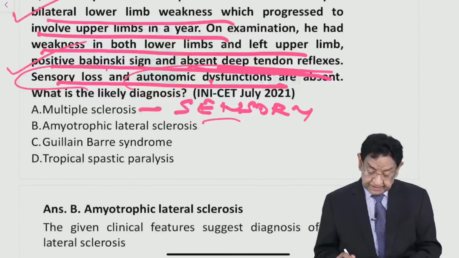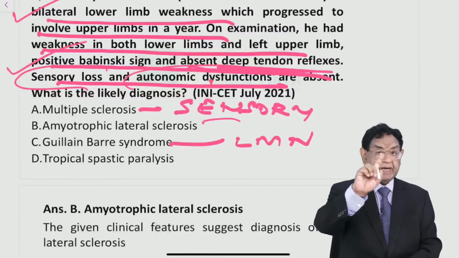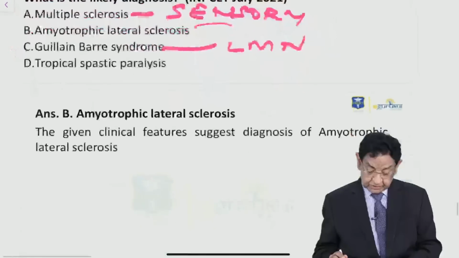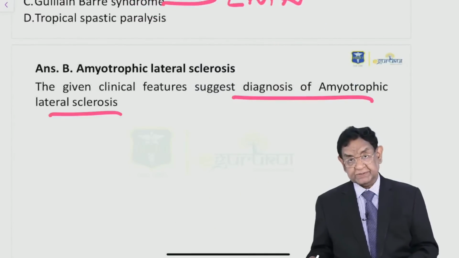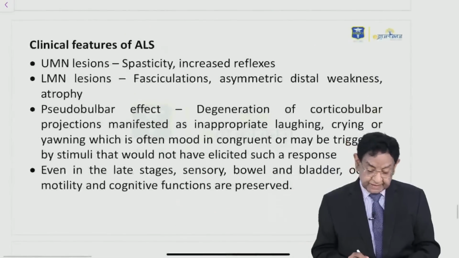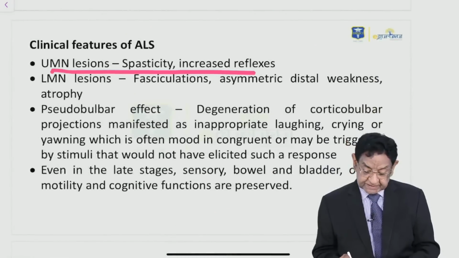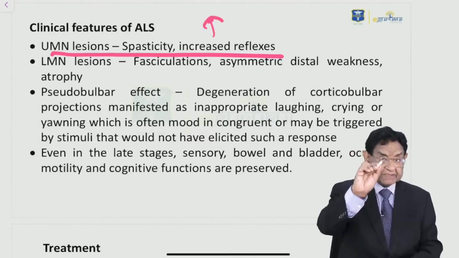Guillain-Barré is only a lower motor neuron type of palsy. Plantars are not upgoing. So this suggests amyotrophic lateral sclerosis. Why? Because you get an upper motor neuron lesion, that is spasticity, increased reflexes. Plantars are upgoing, Babinski positive. In this case, Babinski is positive.